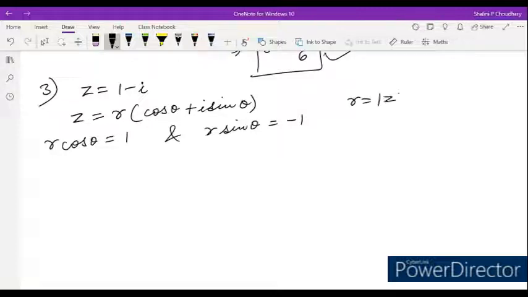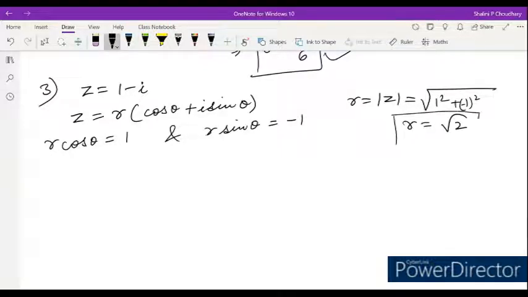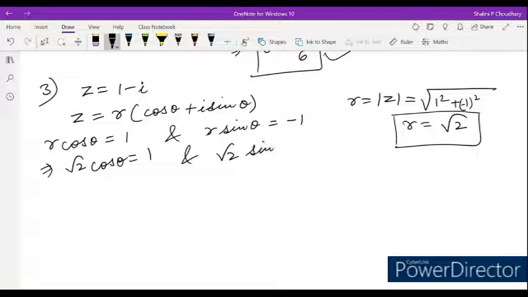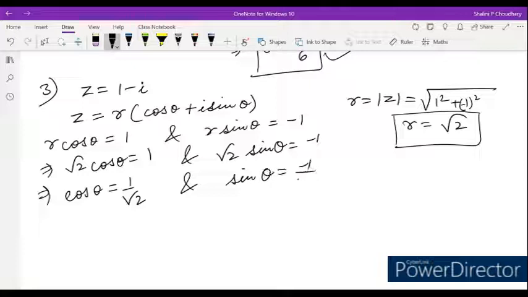R will be equal to the modulus of z, that is the square root of 1 squared plus (-1) squared. So that will be square root of 2. So r is equal to square root of 2. Now how can we find theta? It means square root of 2 cos theta is equal to 1 and square root of 2 sin theta is equal to -1. It means cos theta is equal to 1/√2 and sin theta will be equal to -1/√2.